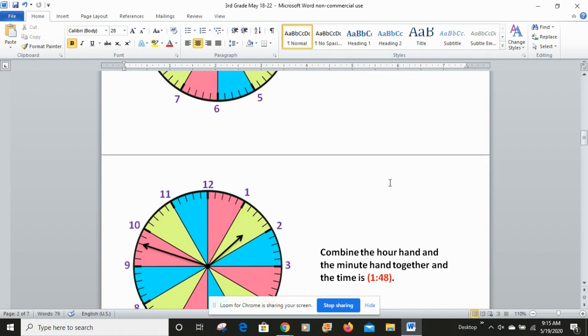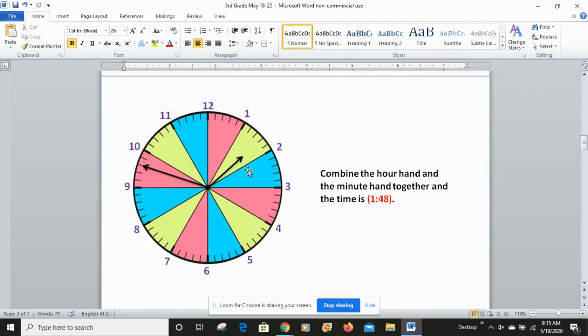So if I combine the minute hand and the hour hand together, I use the same hands for this one, and you can see the hour hand is in the hour space, but the minute hand points specifically to that spot on the clock. And if I was to start counting 1, 2, 3, 4, 5, 6, 7, 8, 9, 10, 11, 12, 13, 14, 15, and on around over to here, that minute hand would be showing 48 minutes. So together, this clock right here shows 1 hour, 48 minutes.